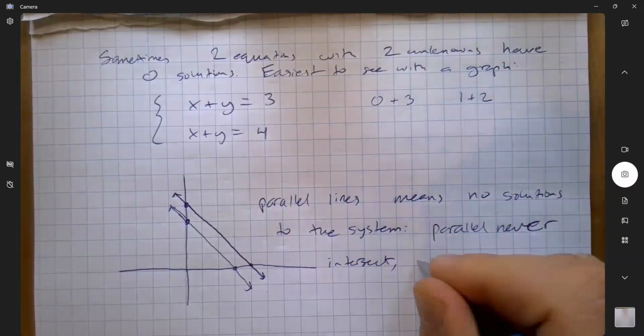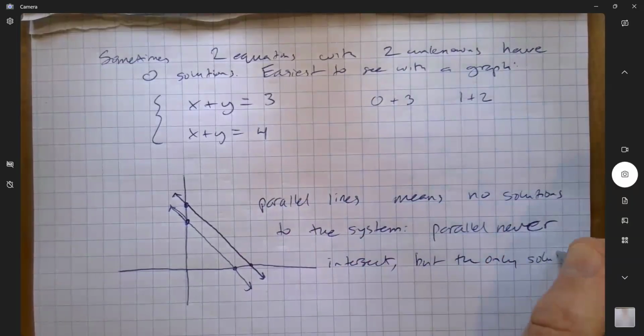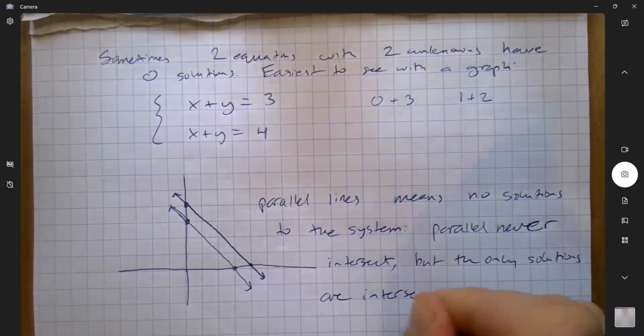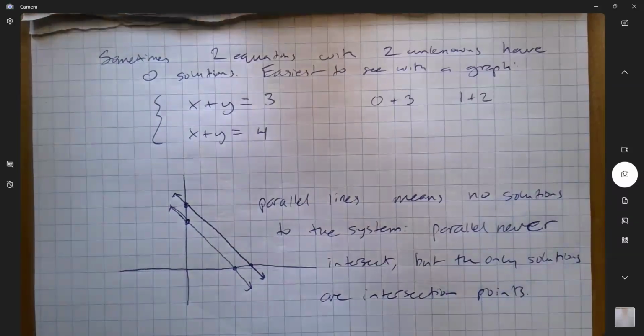And as we saw earlier, the only solutions are intersection points. So if parallel lines never intersect, they never have intersection points. So they don't have any solutions.